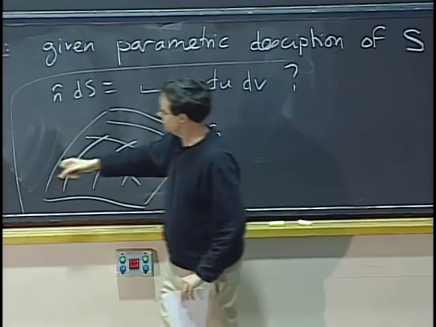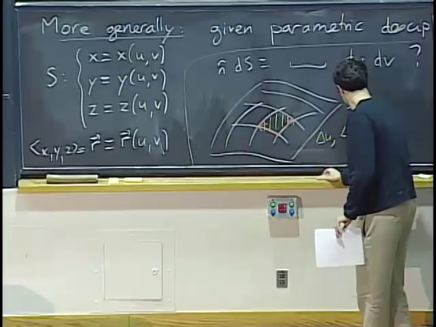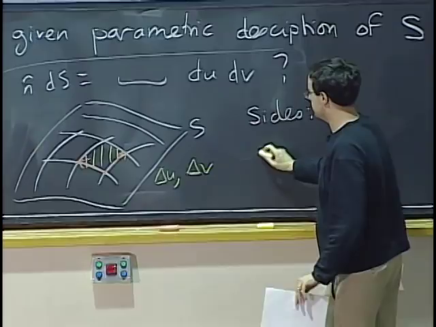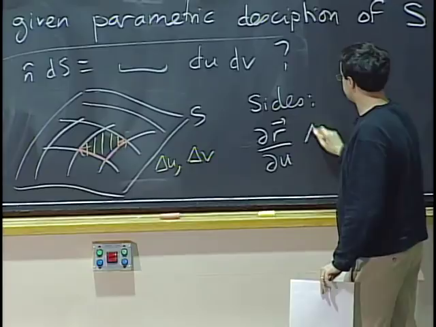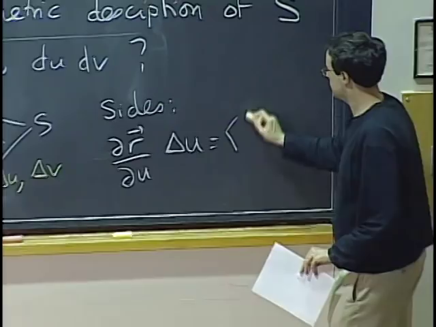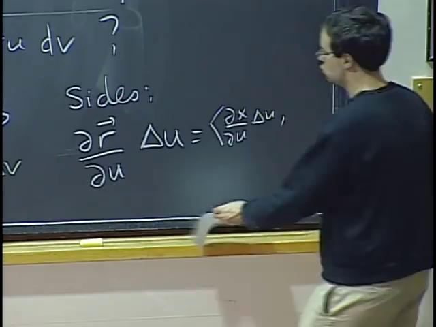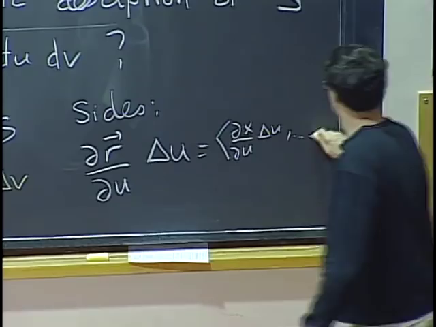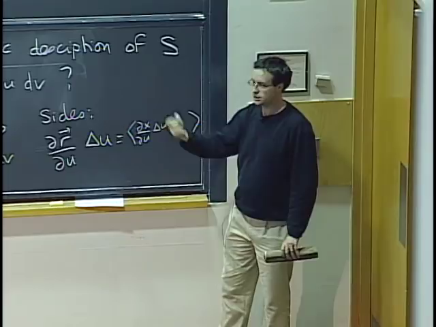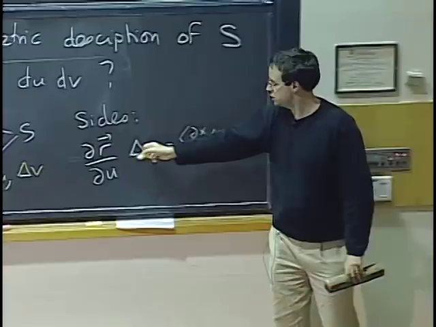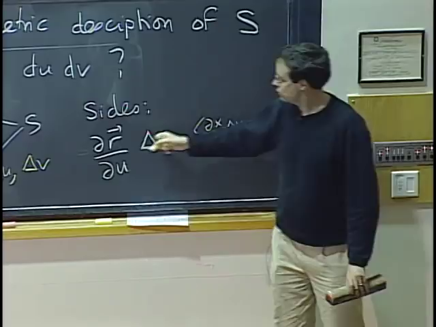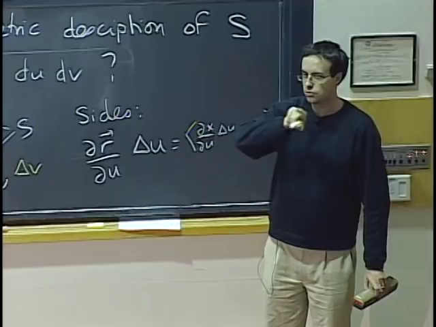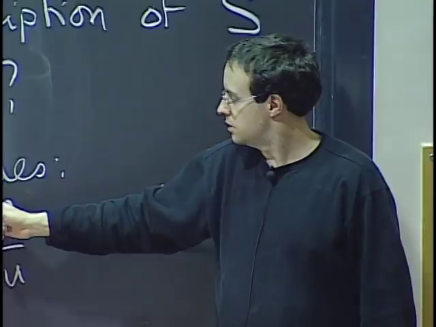So the sides are given by, let me say, partial r over partial u times delta u. If you prefer, maybe I should write it as partial x partial u delta u, partial y, and so on. Well, it's just too boring to write. It means that if I change u a little bit, keeping v constant, then how x changes is given by partial x partial u times delta u, same thing with y, same thing with z, and I'm just using vector notation. If you want, that's the analog of when I said delta r for line integrals along a curve: vector delta r is the velocity vector dr dt times delta t.